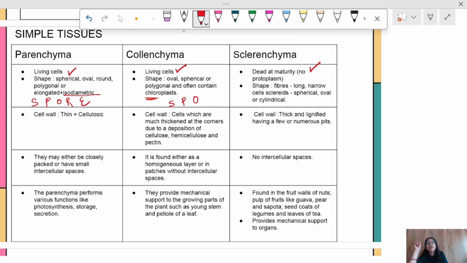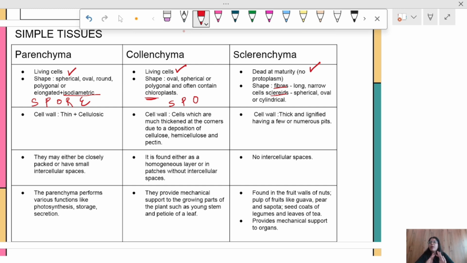Now the shape here, see, there are two different types of sclerenchymatous tissue. One is called fiber, another is called sclereid. Fiber, as the name suggests, will be long and narrow. And the sclereids can have different types of shapes. They can have spherical shape, oval shape, as well as cylindrical shapes. Two types of sclerenchyma are there, fibers and sclereids, and you have to remember their different shapes.